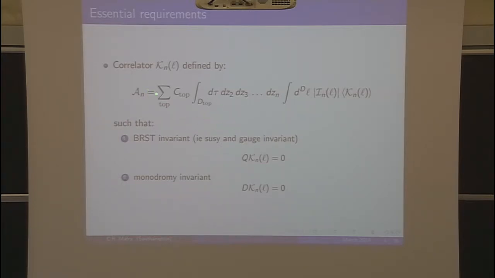And we want to get the correlators here such that they are BRST invariant. So in the pure spinor formalism, it means that the correlator will be supersymmetric and gauge invariant. And also, we require that it's monodromy invariant, it's single valued, because these are the symmetries of the surface.